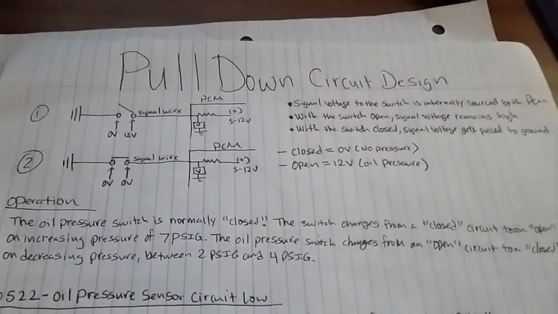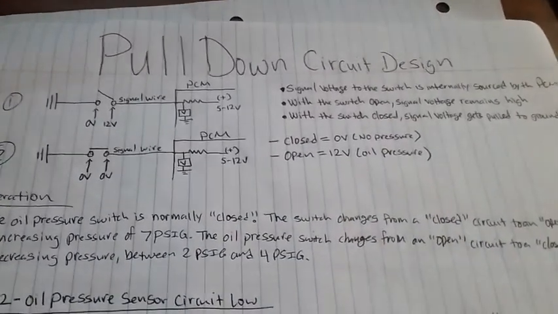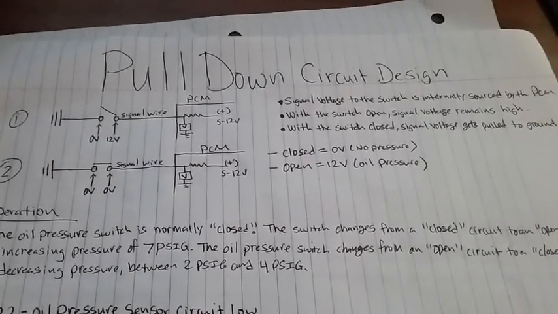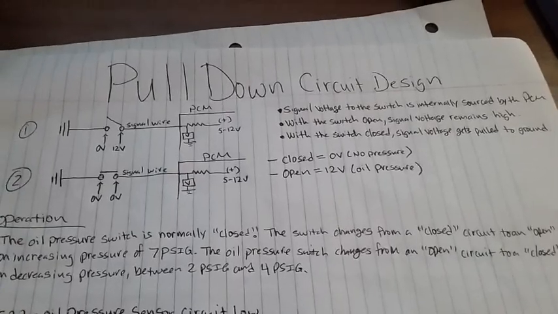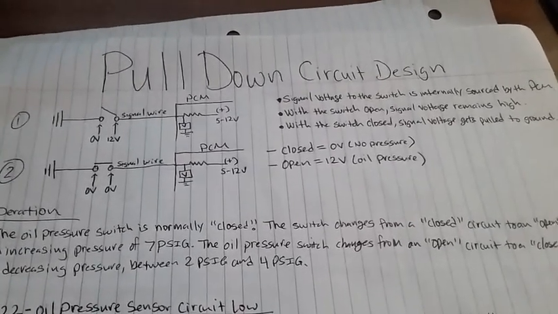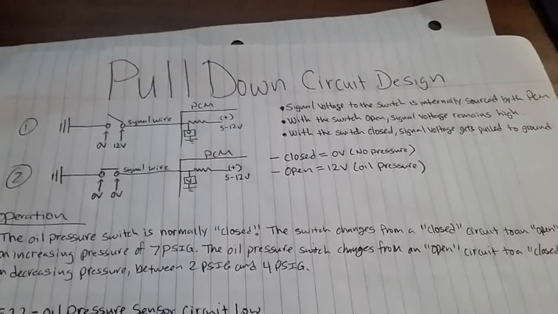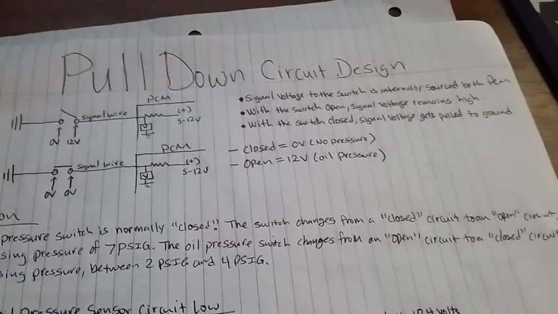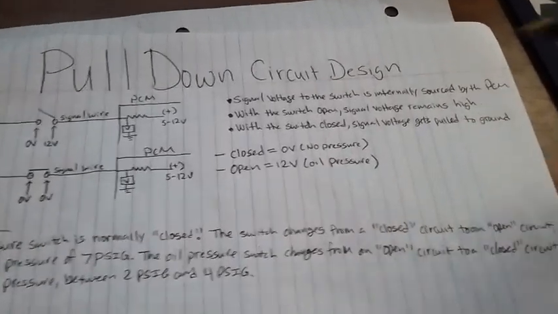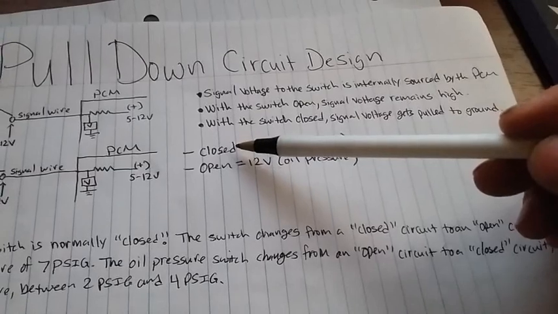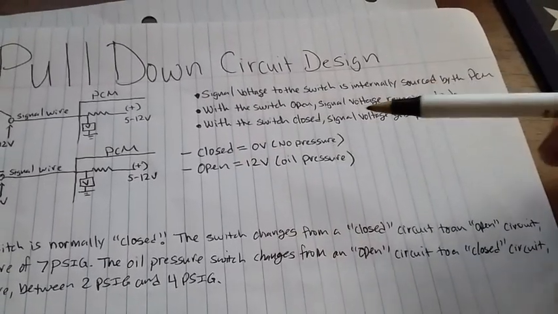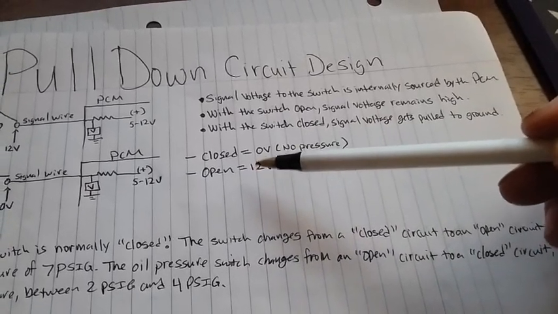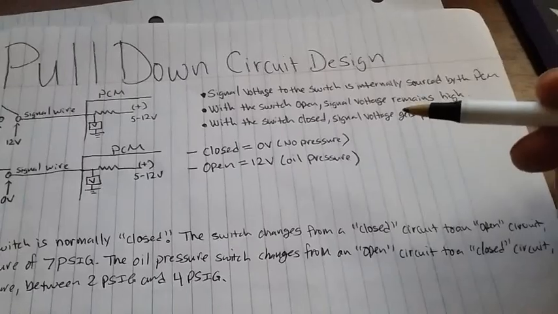On any pull down design with the switch open, our readings will always be 0 and 12, or depending on the circuit design, the voltage. When it's a closed circuit, our voltage will always read 0 and 0, and that's on a pull down circuit design. I also wrote down that a closed circuit equals 0 volts, which means no pressure in the engine. When it's an open circuit, it equals 12 volts, which means there's oil pressure in the system.